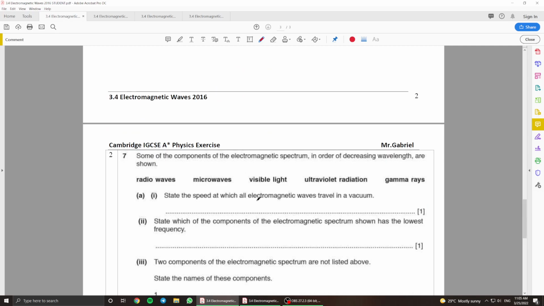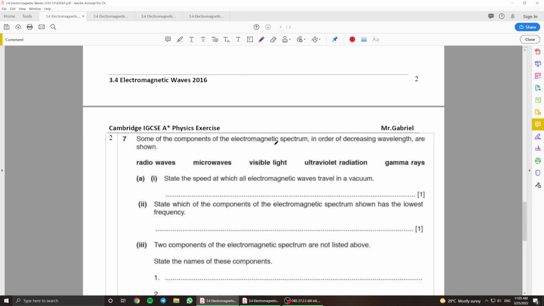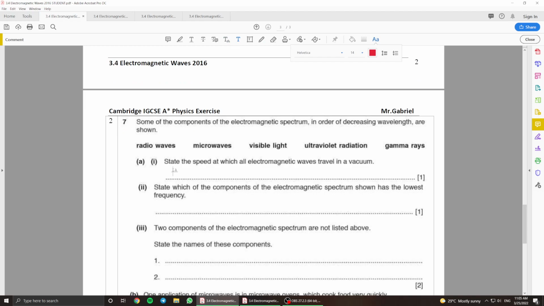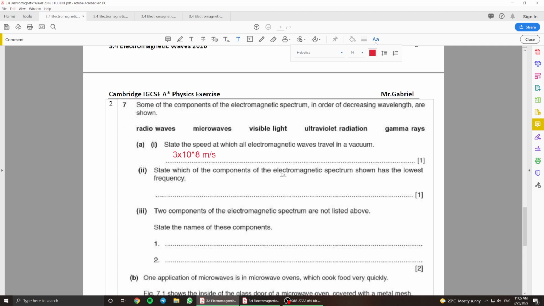Alright, and after that, some of the components of the electromagnetic spectrum in order of decreasing wavelength are shown. So it's radio, micro, visible, ultra, and gamma ray. State the speed at which all electromagnetic waves travel. Obviously all of them will travel at 3 times 10 to the power of 8 meters per second here. State which of the components of the electromagnetic spectrum shown has the lowest frequency. High wavelength will have low frequency. So obviously this case here is going to be radio waves.